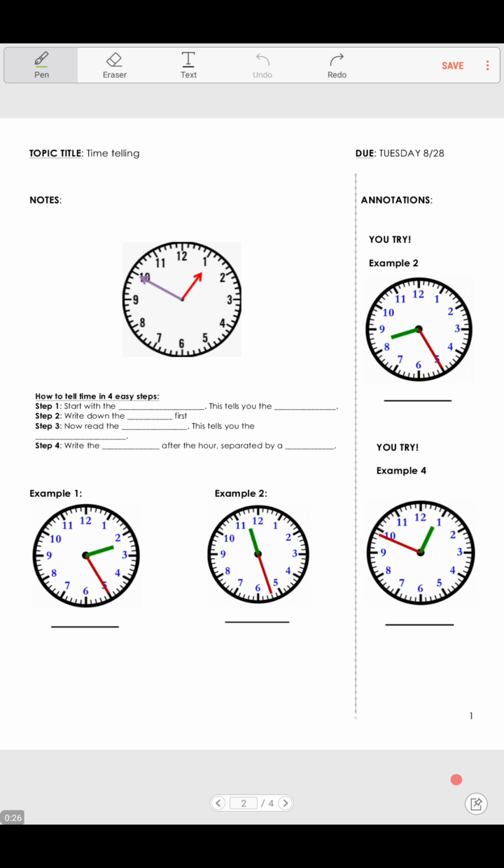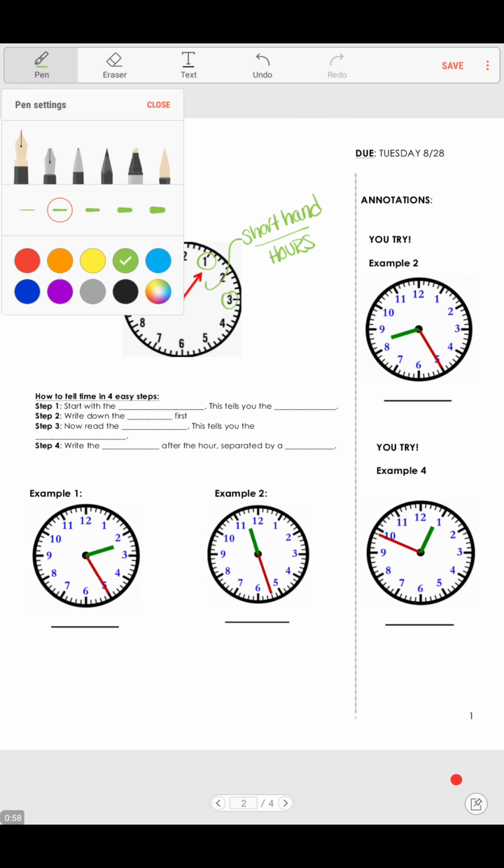Okay, so we're talking about time. And some important things to note first is on a clock, we have a shorthand. And the shorthand tells us the hours. And the hours are the numbers 1, 2, 3, 4, 5, 6, 7, 8, so on. Okay, those are the whole numbers along the side.